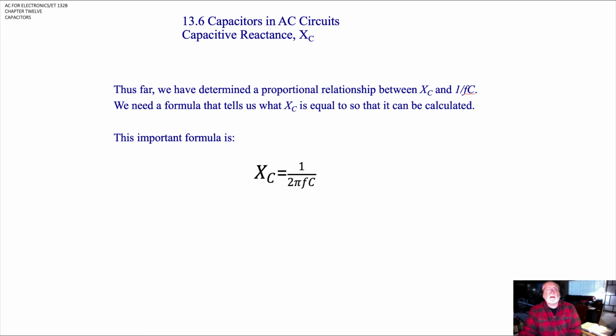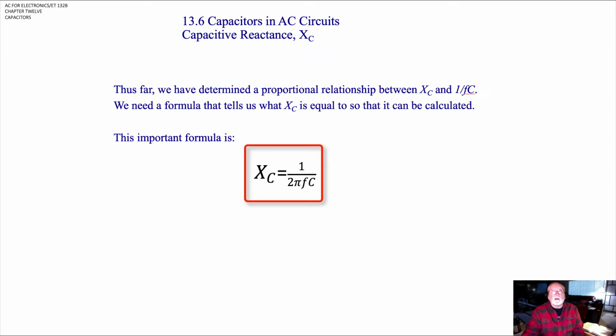So we've looked at what the effects of capacitive reactance has on a circuit. And at this point, we're really only talking about a purely capacitive circuit with a sinusoidal power source applied. Thus far, we've determined a proportional relationship between X sub C, the capacitive reactance, and 1 over the frequency times the capacitance. So now we need a mathematical relationship.